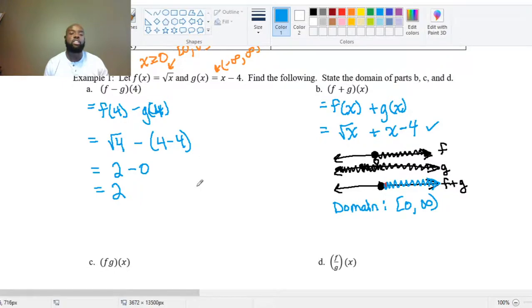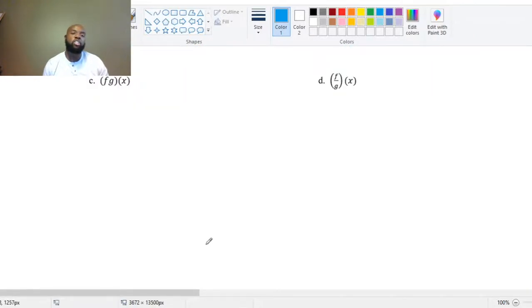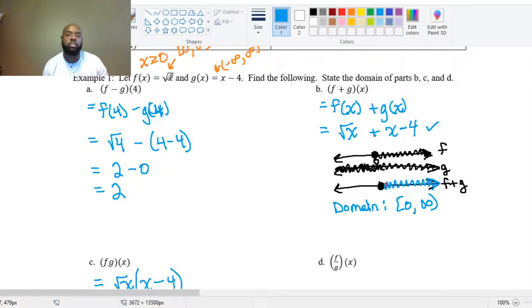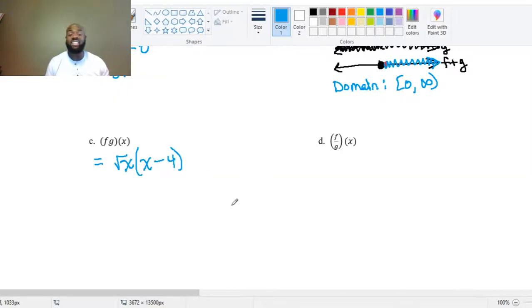All right, let's do f times g of x. Well, for us to figure out what f times g of x is, we take the expressions for f times g and we multiply them by each other. So I'm going to take that square root of x and I'm going to multiply that by my x minus 4. And so what we have here is square root of x times x minus 4. And this is actually a good simplified form. Remember, you could simplify this by changing this to x to the 1/2. And then when you use your distributive property, remember this is the first power. And so 1 plus 1/2 is 3/2.